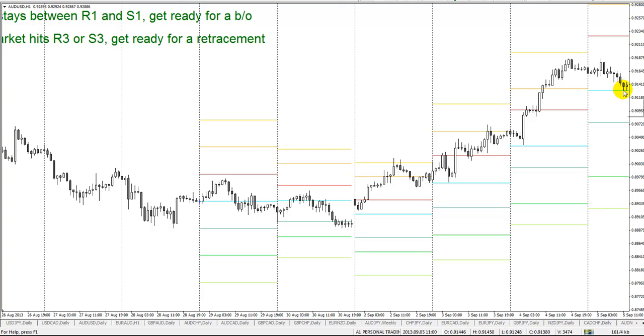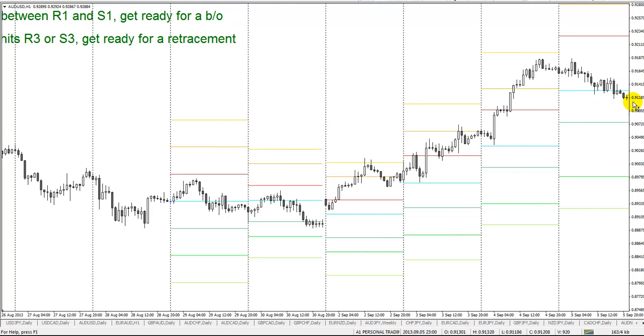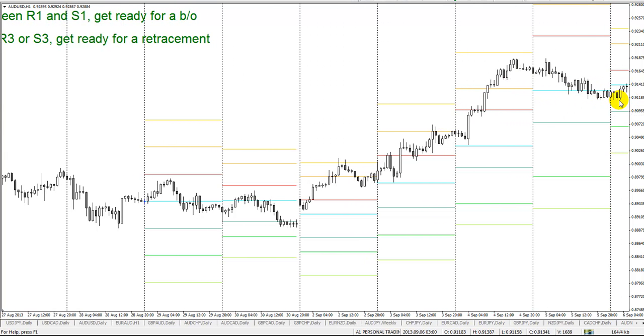And look, it comes back to the daily pivot. After it did that wild run up to R3, it comes right back to the daily pivot. It's very common for it to do that. In fact, it even went lower. Now, it didn't really go much beyond the daily pivot. So again, what are we waiting for? Because it was between R1 and S1.